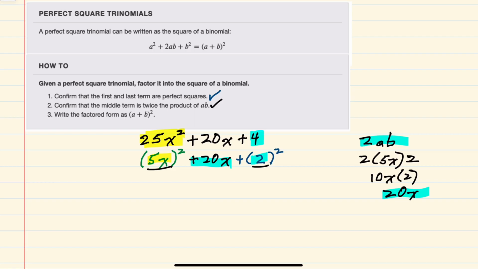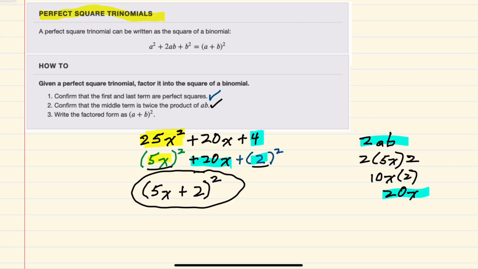So in step 1 and 2, we're just confirming that we actually have a perfect square trinomial. So now we can apply step 3, which just says write the factored form as the quantity a, which is just our 5x, plus b, which is our 2, inside parentheses being squared. So this would be the factored form of our perfect square trinomial.